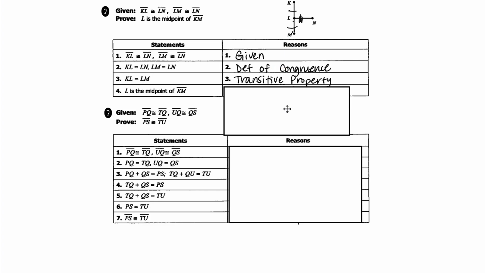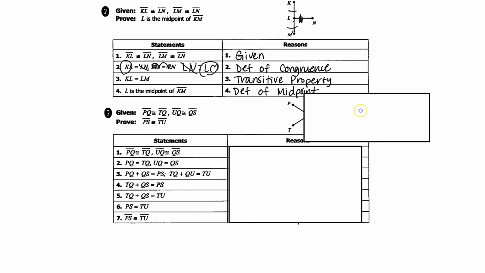Transitive property. So basically what it's saying is that if you think about it, KL is equal to LM. So these two cancel each other out, because this can be written as LN equals LM. And you see how they're in the middle next to each other, so they kind of cancel out, and all that leaves is this. That's your transitive property. And then finally, L is the midpoint of KM, because that's going to be the definition of a midpoint.